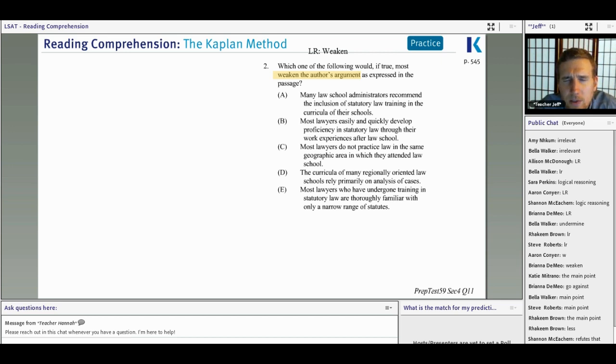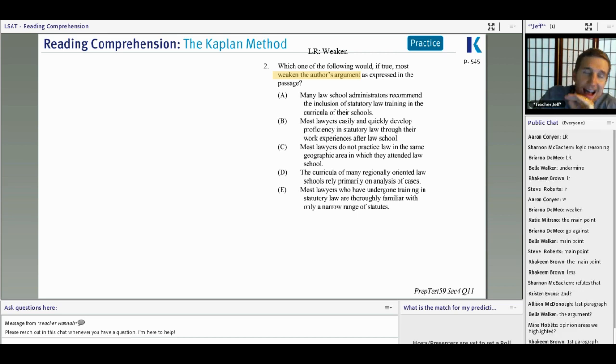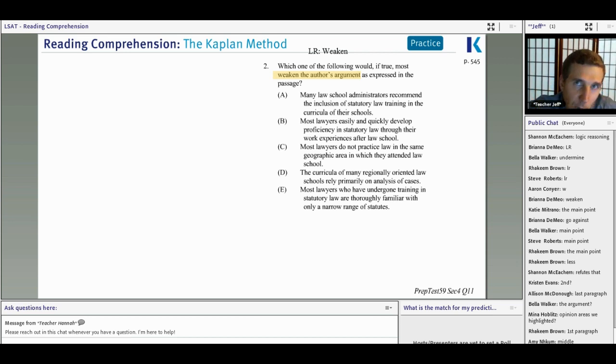Where would you research to solve this question? What do you think? Where would you go? Okay, I noticed that there are a lot of question marks there, and there's a good reason for this. The last paragraph does bring up a potential argument against. Again, the idea that the statutes vary from region to region, right?